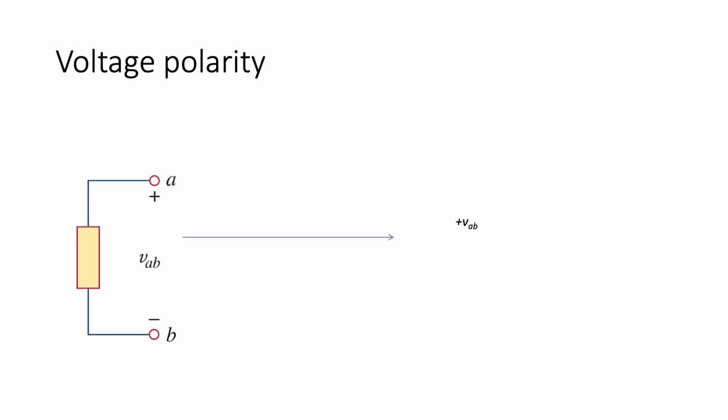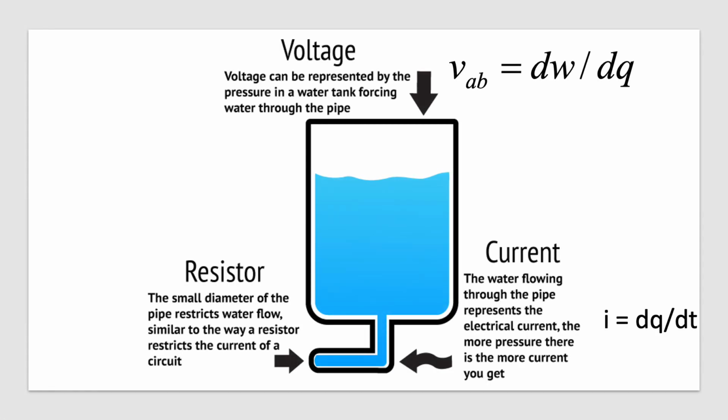So let's see here, what is the voltage here? It is VAB. If VAB here is more than 0, it means here is plus. Okay, so let's see some analogy here.